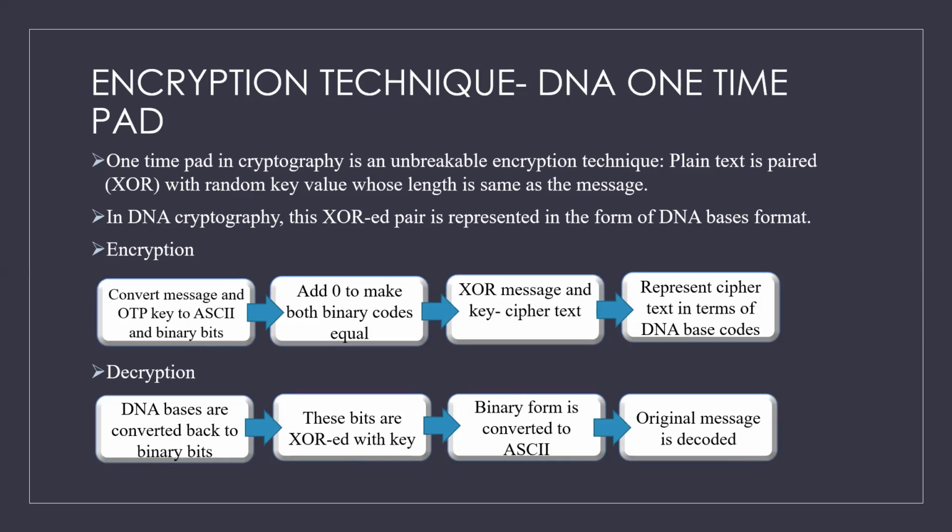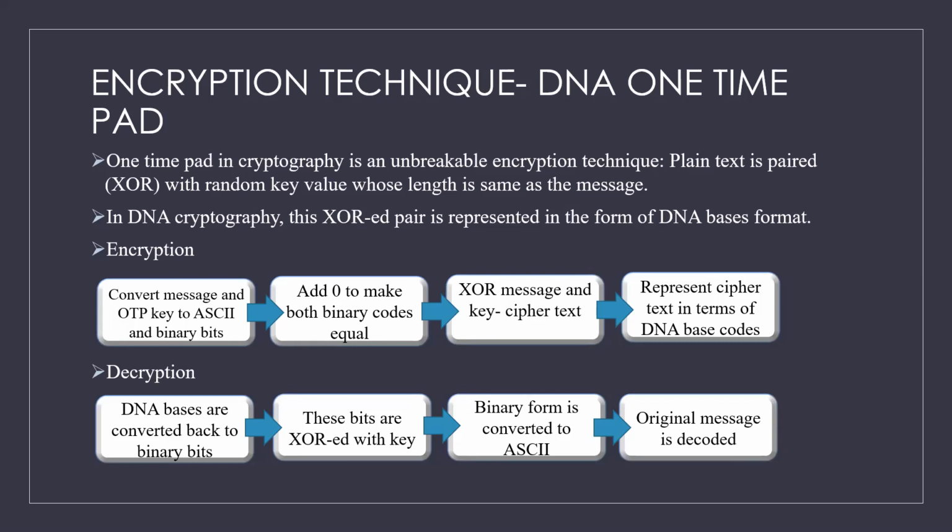The encryption process is as follows. First, the message and OTP key values are converted to ASCII values and then binary bits. Extra zeros are added to the message and key so that the size of their binary code is even. Then the message and key values are XORed and the result is called ciphertext, which is then encoded into a DNA sequence. The decryption, on the other hand, is the reverse process.